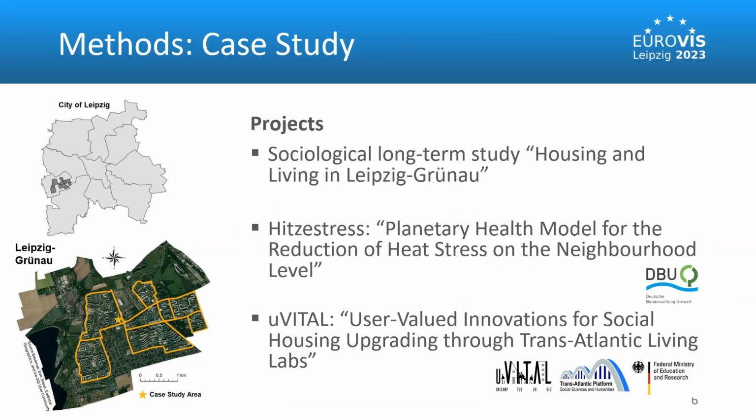We conducted a case study in the large panel housing estate Leipzig-Grünau at the western fringe of the city of Leipzig. We selected this area because we can build on experiences and extensive data from previous studies at the Helmholtz Center for Environmental Research in Leipzig. The development of the entire housing estate, highlighted in the map with the yellow border, has been investigated since 1979 within the framework of a sociological long-term study. The most recent resident survey took place in 2020.